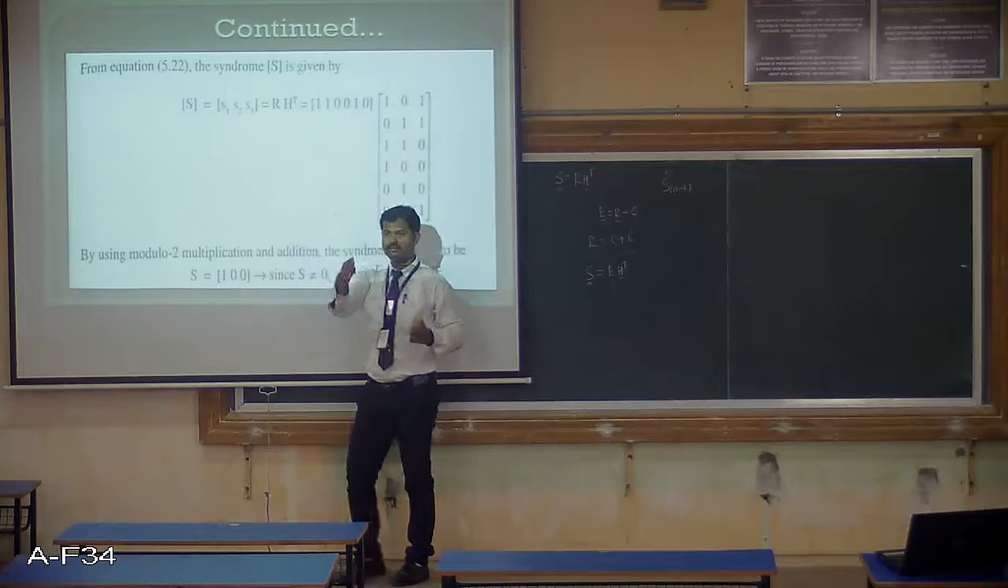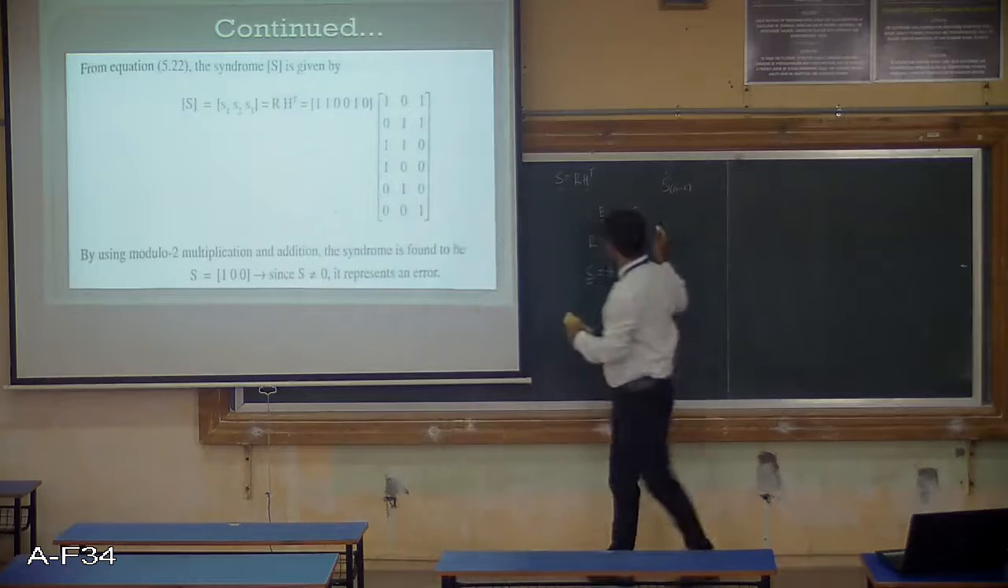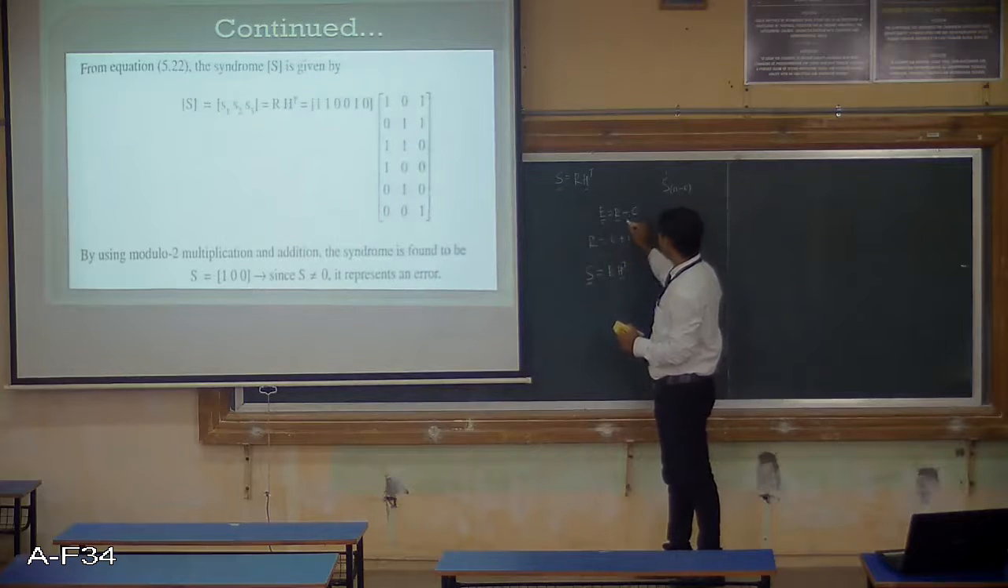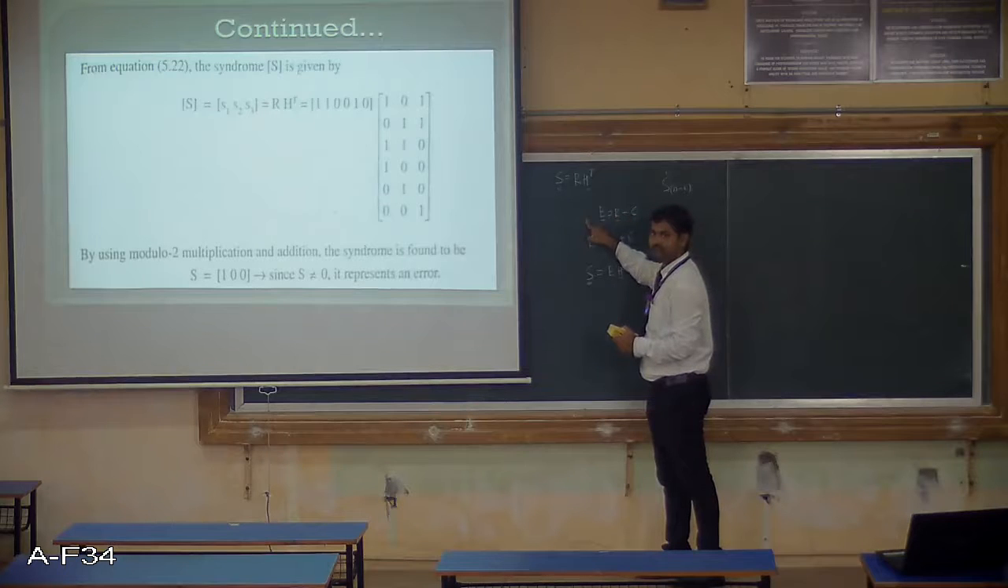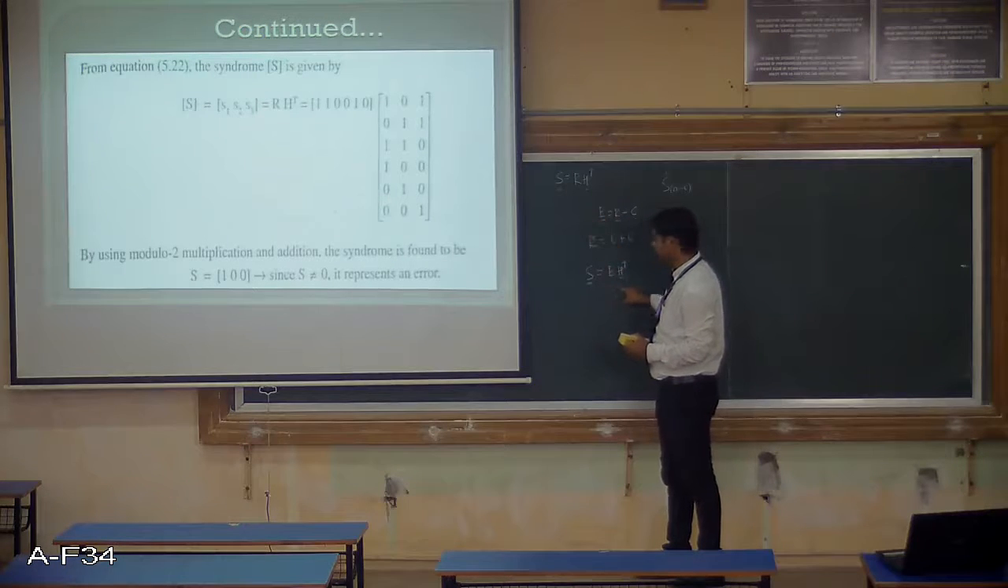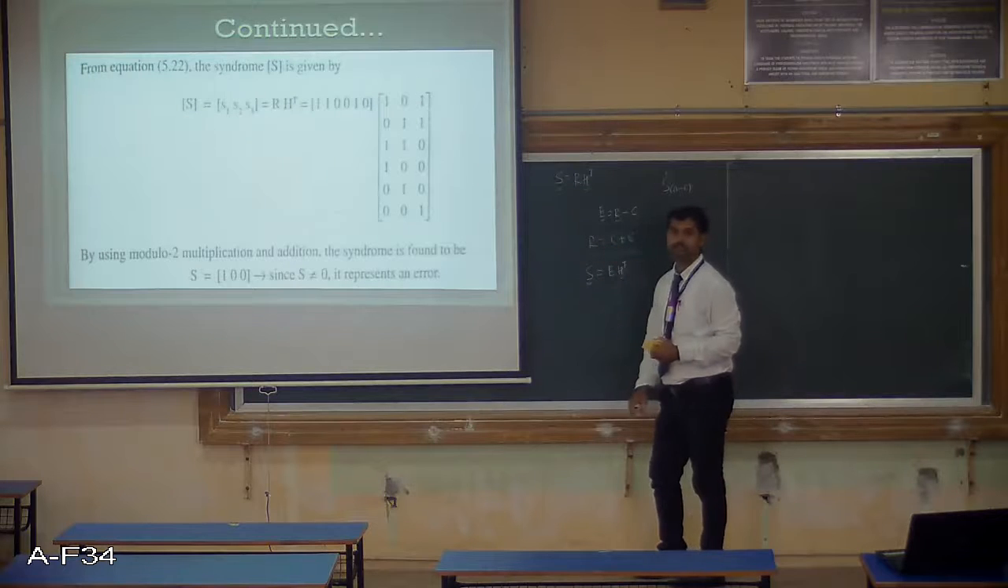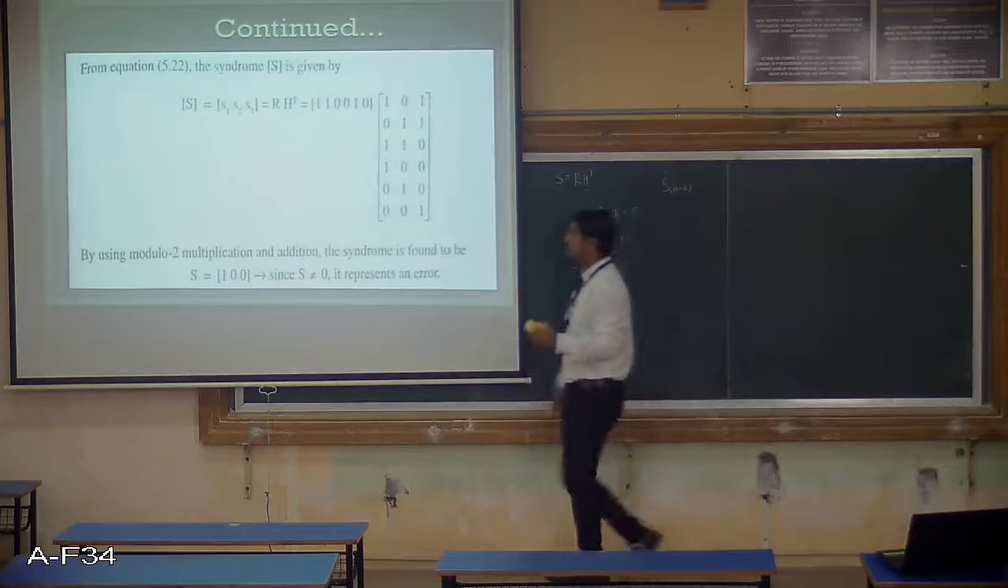That correction will be done with the help of this. Correction: C is equal to R plus E. You know how to get E. To find E, I know H transpose, I can find E. If you know E, I can get C. So that I can correct it.